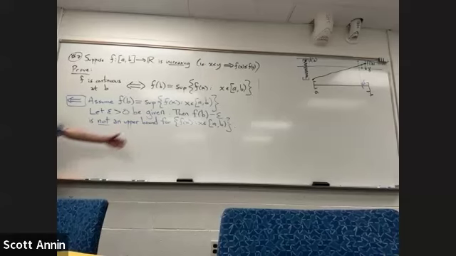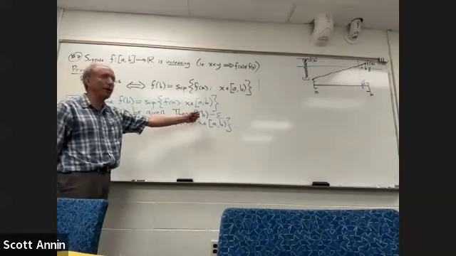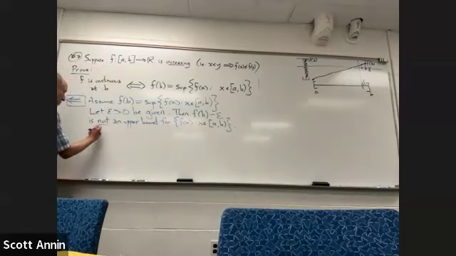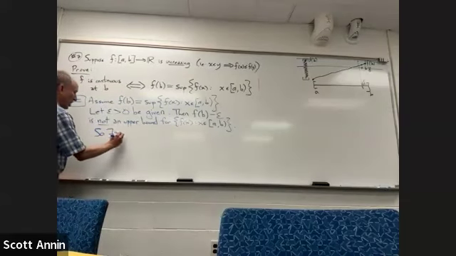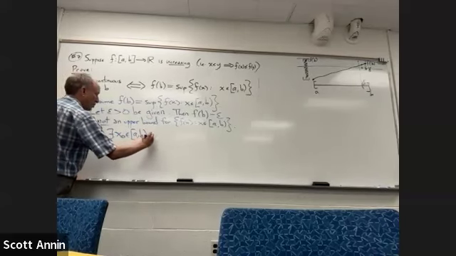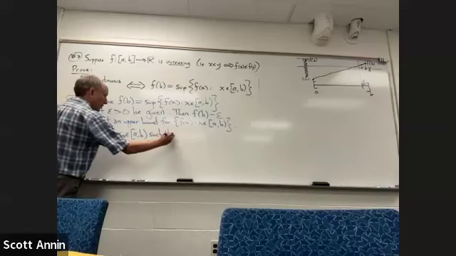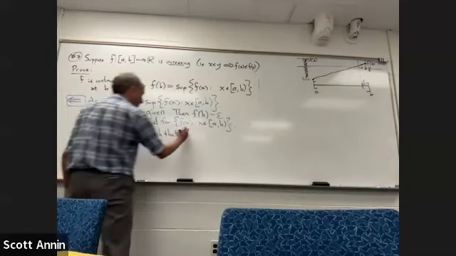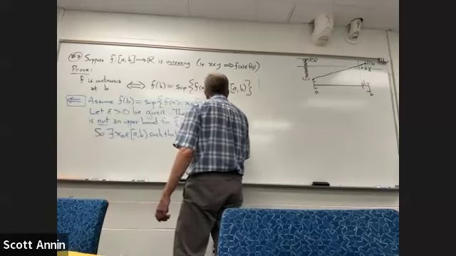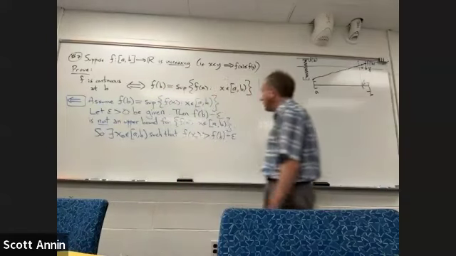Oh, well, that means there's some f of x value that's bigger than f of b minus epsilon. So there exists an x naught in the interval from a to b such that f of x naught is actually greater than f of b minus epsilon.